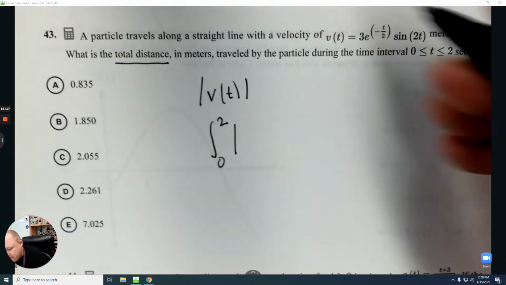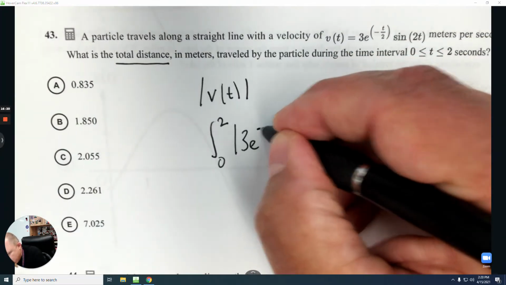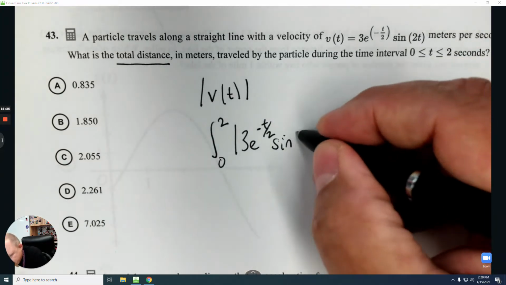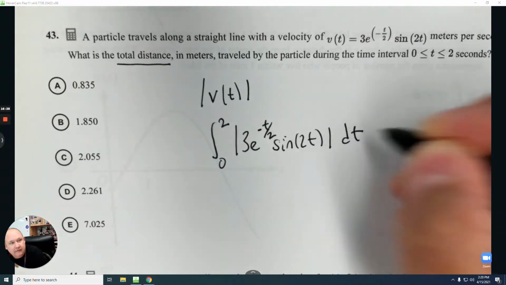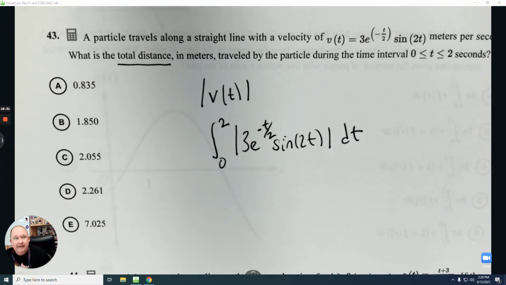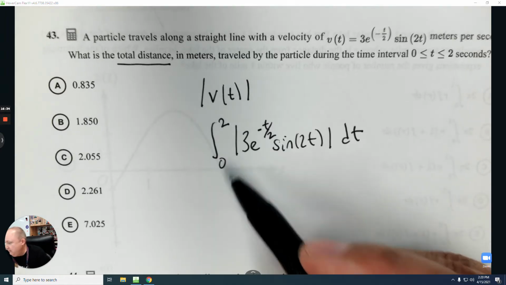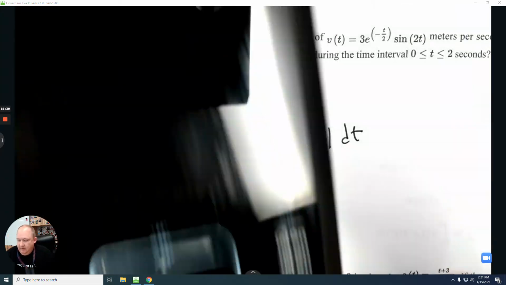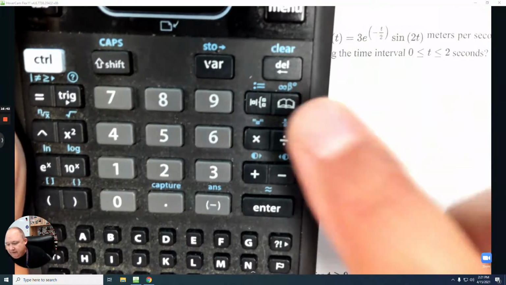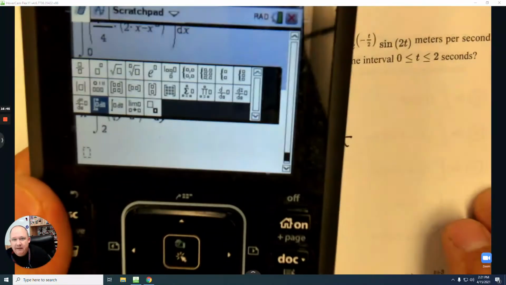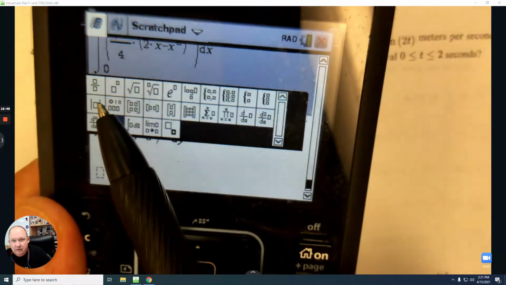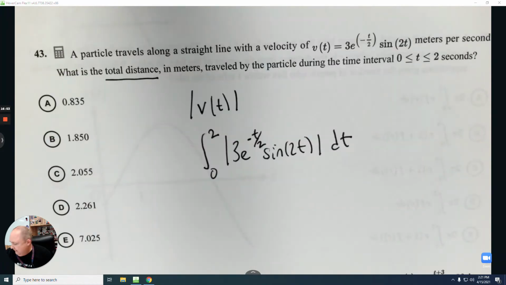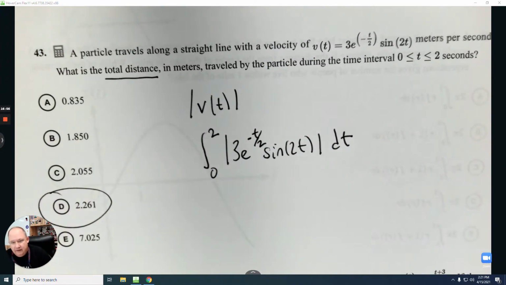And then you put in the velocity, which is 3e to the negative t divided by 2 times sine 2t. I'm going to let you put that in the calculator. So know where the absolute value button is on our calculator. On the calculator, press the button to the right of 9, and there's the integration. Notice the bars up here on the left. Just move and highlight, press enter for the absolute value. Type it all in, and if you did it correctly, the answer is 2.261.